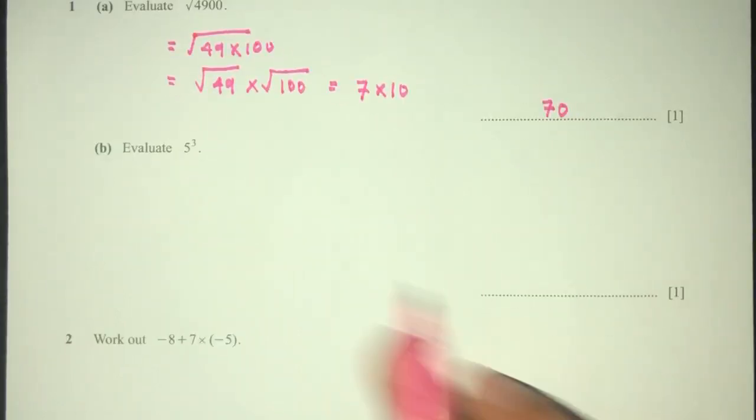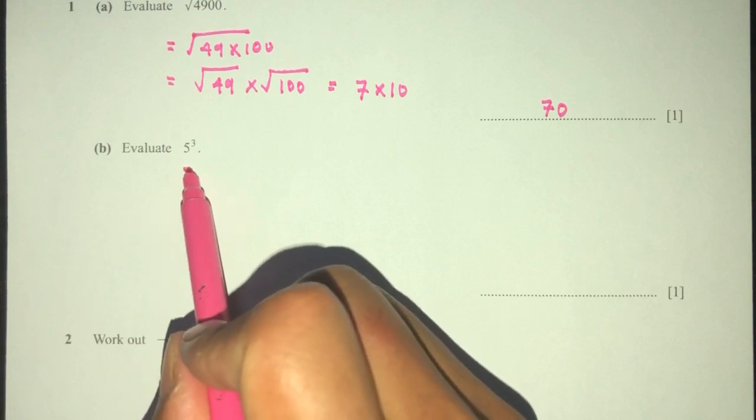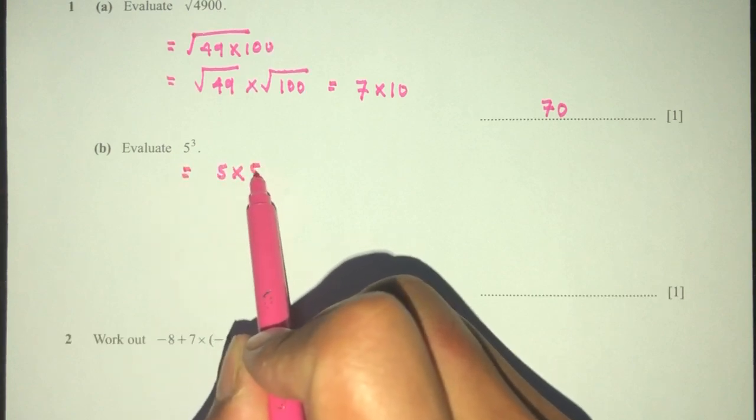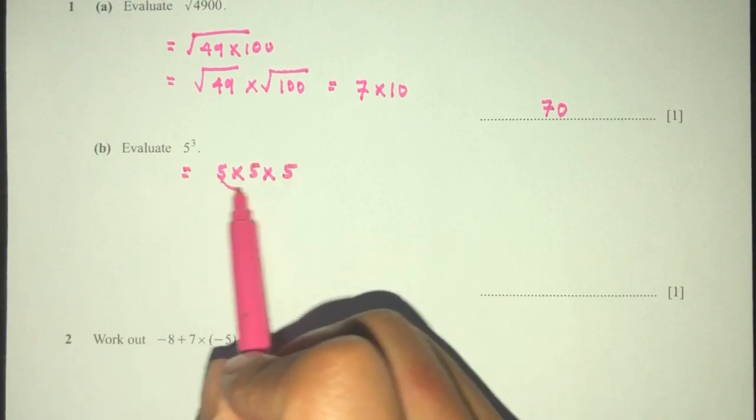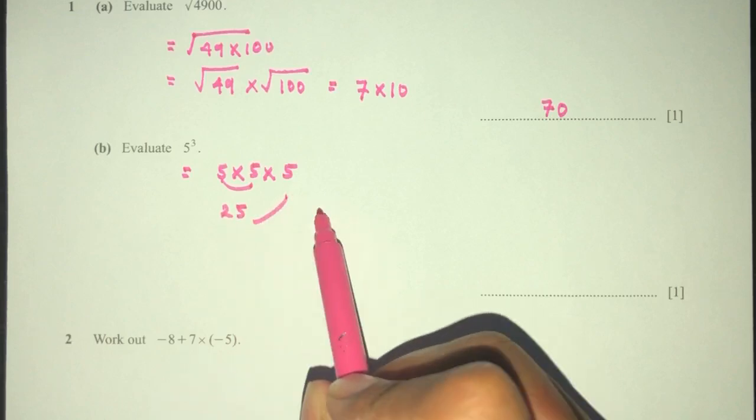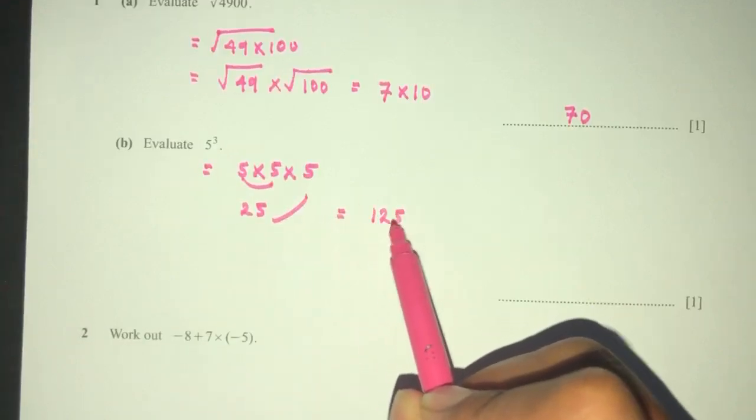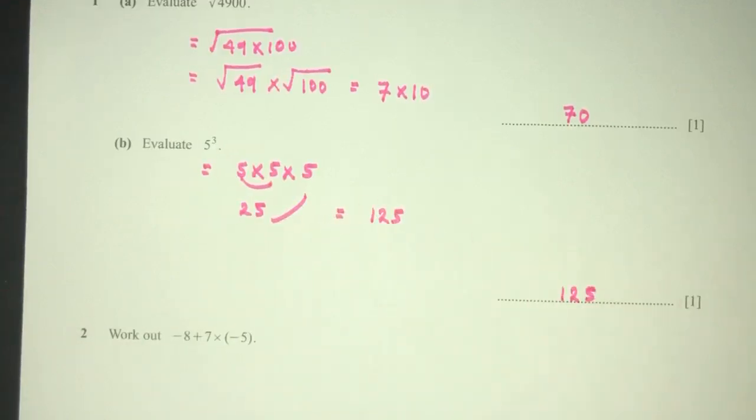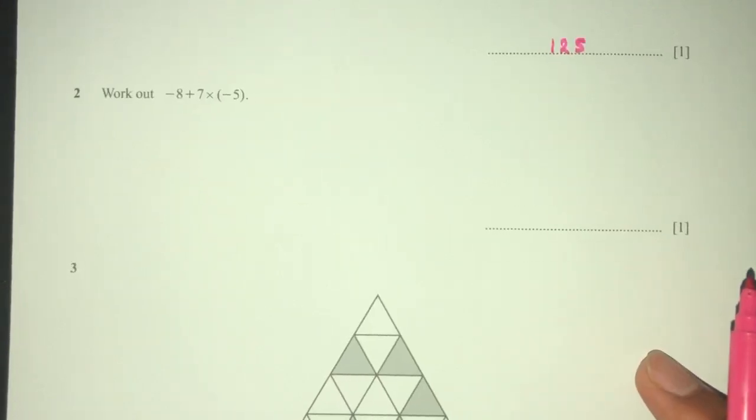Now for part B, evaluate this one. So 5 power 3 is the same thing as saying 5 times 5 times 5. That will be 25 times 5. That will be 125. So 125 will be your answer for part B, and that is your question number 1. Now, let's move on to part 2.